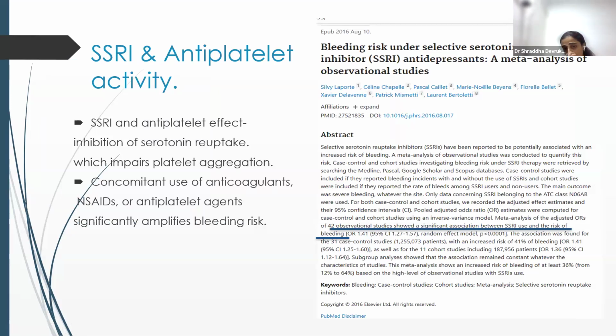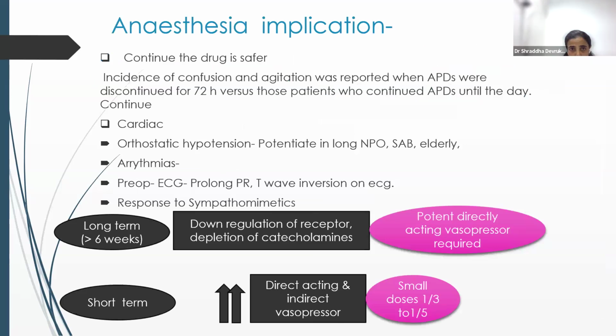So what do we do? If the patient is undergoing some vascular surgery or neurosurgery where bleeding is really a problem, consult the psychiatrist and take a call to shift the patient to some other drug. If any concomitant anticoagulants are used, stop them. Avoid using NSAIDs and antiplatelets, which can significantly amplify the bleeding risk. That has to be individualized as per the surgery and the patient status.